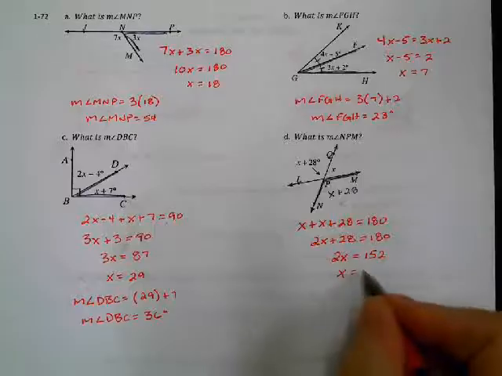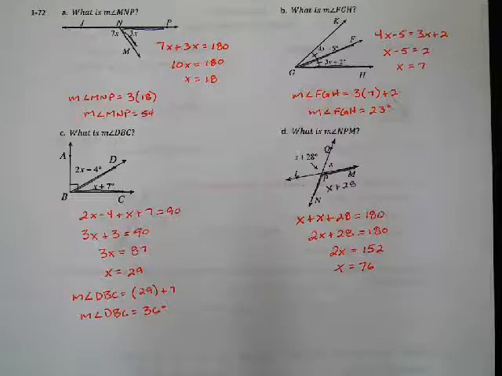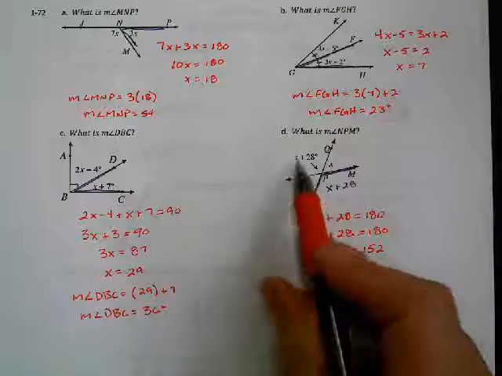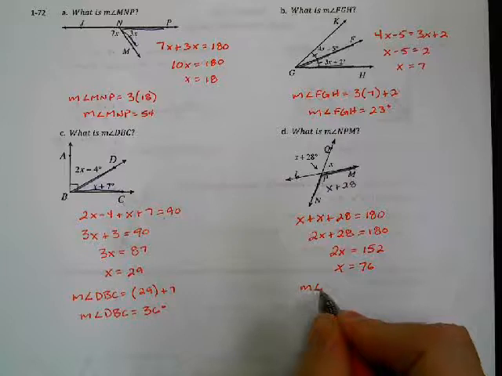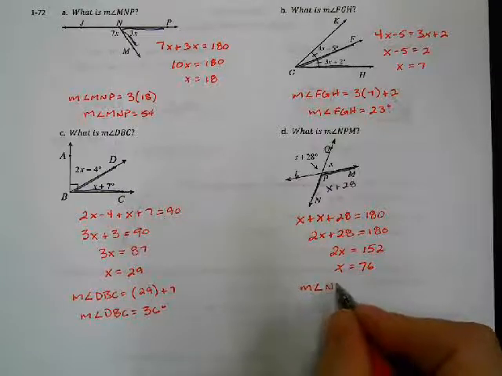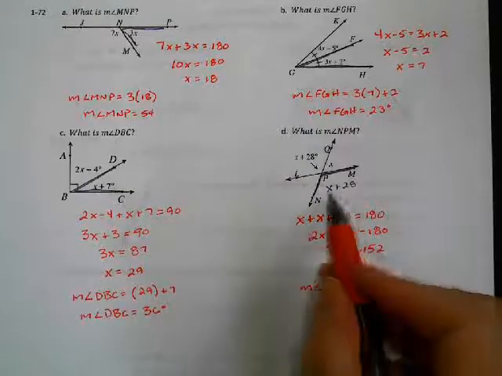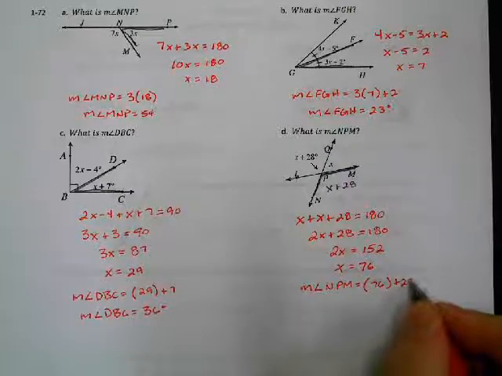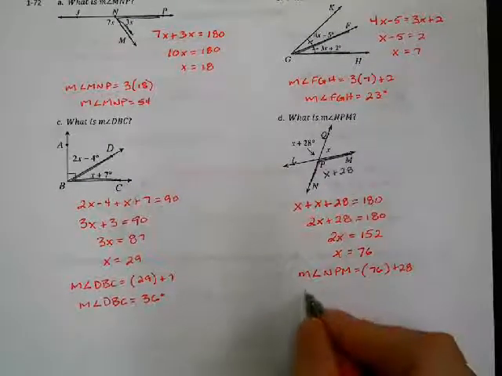All right. I now know that x is 76. Now this angle we said was the same as this one. So the measurement of angle NPM is going to be x plus 28. So that means it's going to be 76 plus 28. And 76 plus 28 is 104. So we've got the measurement of angle NPM is 104.